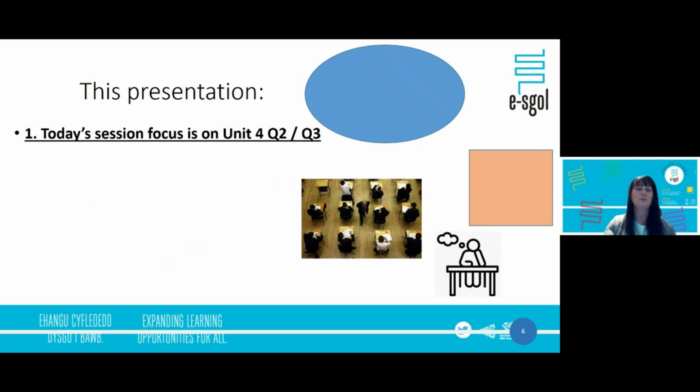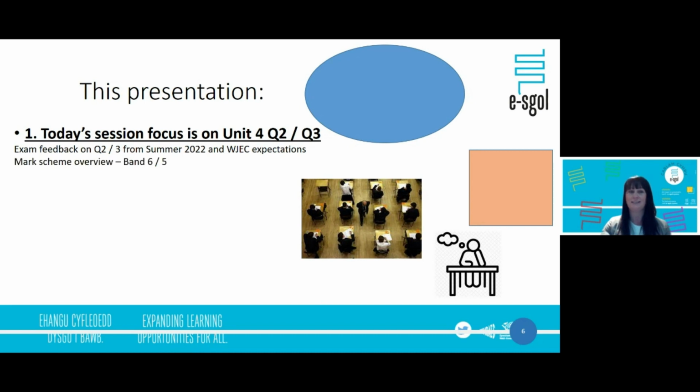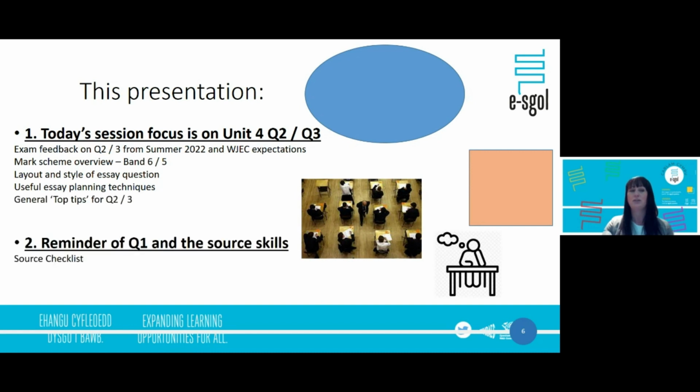So what we're going to do tonight. We're going to start with looking at exam feedback. It's really, really important we look at what the examiners have to say for the previous year's students. So we'll be looking back at the summer 22 feedback and the WJEC expectations. We'll be looking at a mark scheme overview, looking specifically at the top bands, that's band 6 and band 5. I'll be looking through some layout and styles of different essay questions with you, and also some essay planning techniques that you may want to use.